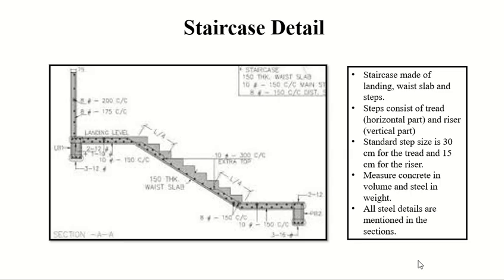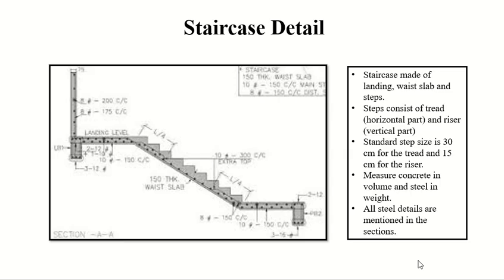So a staircase has three main items: landing, start and end. It has a waist slab, and then it has the steps. Steps normally don't have any reinforcement. They are just made up of concrete and you just use them. The load goes on to the waist slab. Each step has two parts, one is called the tread, the other one is called the riser. This is the tread, this is the riser. The standard size of the step is 30 centimeter.